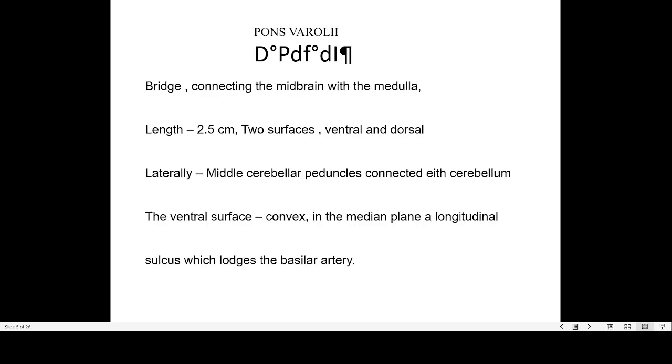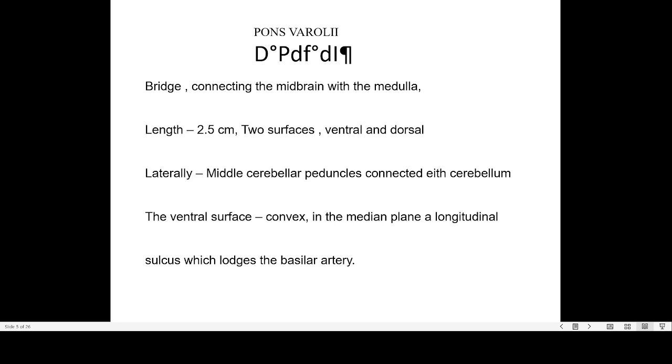Then coming to the next part, that is the pons, pons varolii. This pons is particularly a bridge that is connecting the midbrain with the medulla, that is the middle portion in between the midbrain superior and medulla inferior. That is why it is usually called a bridge which connects the midbrain and the medulla.